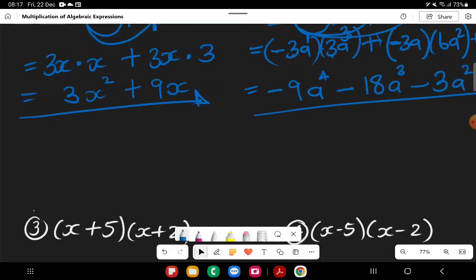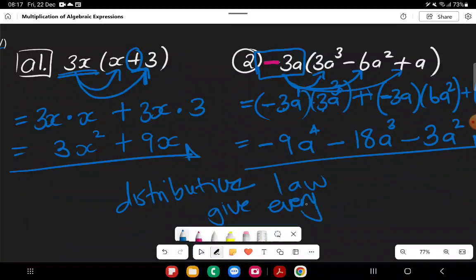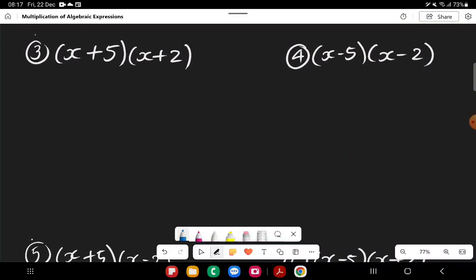So these two that we've done here is what we call the distributive property, or the distributive law. What happens is we multiply everything in the bracket by the one on the outside. Now we are going to do FOIL. We have a binomial and we're multiplying it with a binomial.